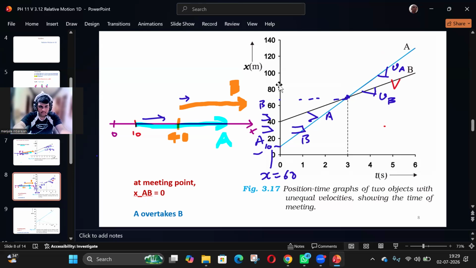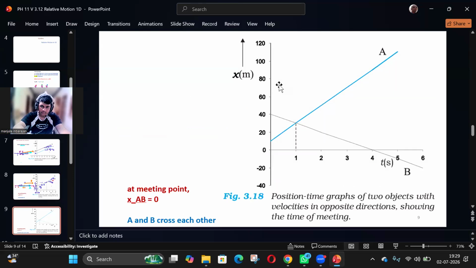Yeah, it is. So what is the difference here in this figure, A and B? Similarly, draw the trajectory. Initial point of A, initial point of B, and then draw the trajectory.